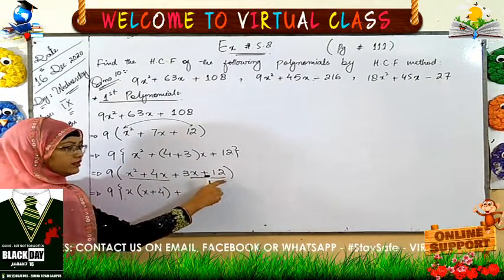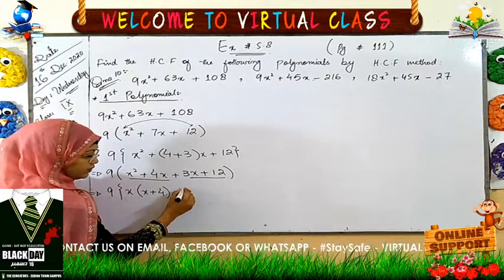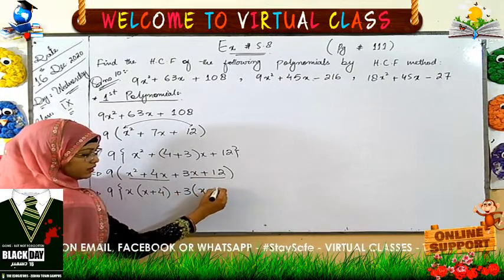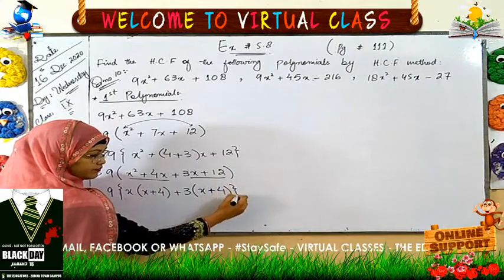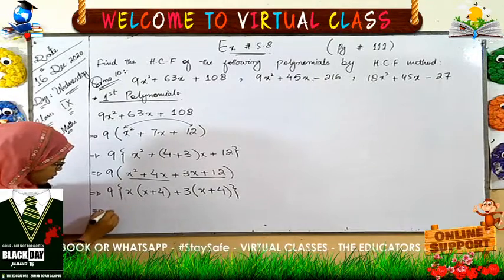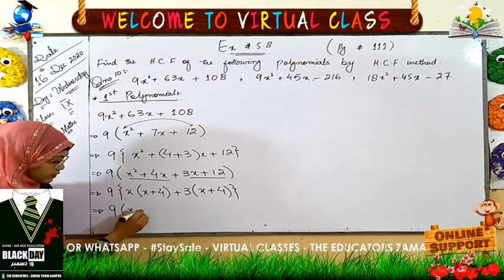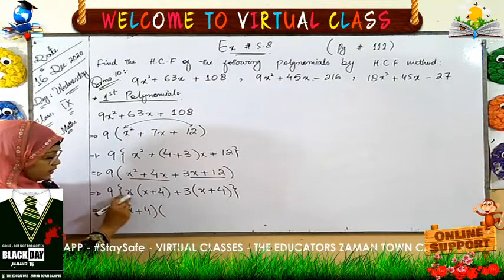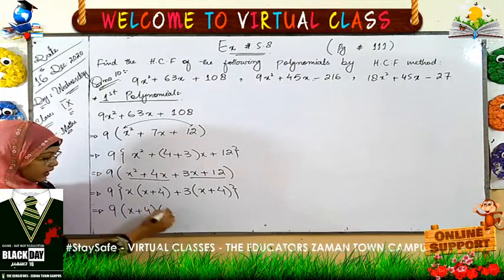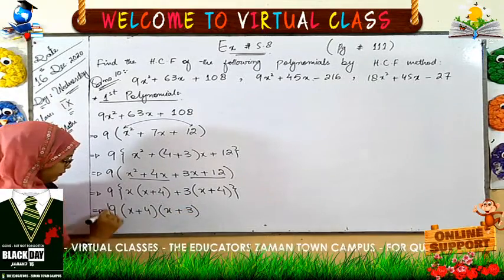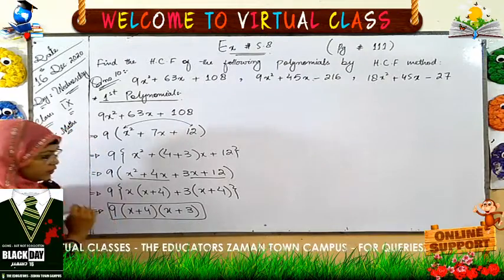So 3 1s are 3, 3 4s are 12. We are taking 3 as a common value here: 3x plus 3 4s are 12. Right? x plus 4, x plus 4 is common, so we will write down x plus 4 as a common value. Then the remaining is x plus, what remains here? 3. These are the factors of the first polynomial expression.